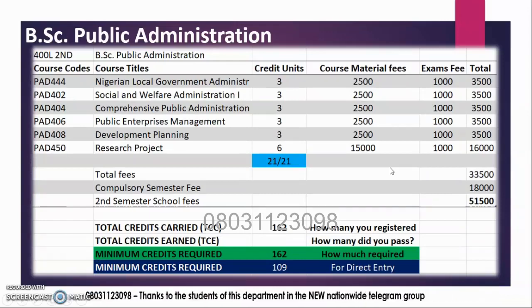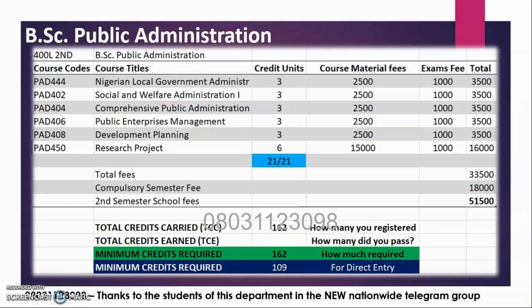Then we have 400 level second semester. These are your courses with projects. You don't register projects for exams, so this is an error. It's supposed to be 15,000. You don't register projects for exams, so you remove 1,000 from the total amount, making it 50,500 naira.